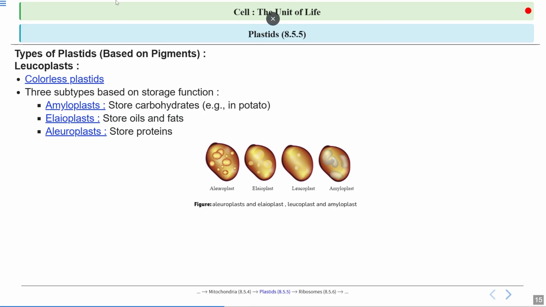These are all kinds of leucoplast. You can see here an image showing you aleuroplast, elaioplast, leucoplast and amyloplast. Aleuroplast will store proteins, elaioplast will store fats and oils. Then you have the leucoplast, which is a colorless plastid, and this is the amyloplast, which stores carbohydrates.